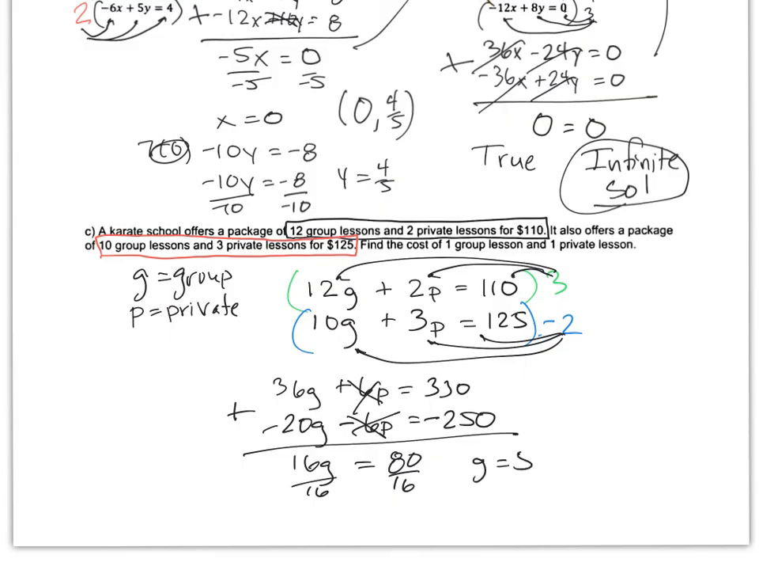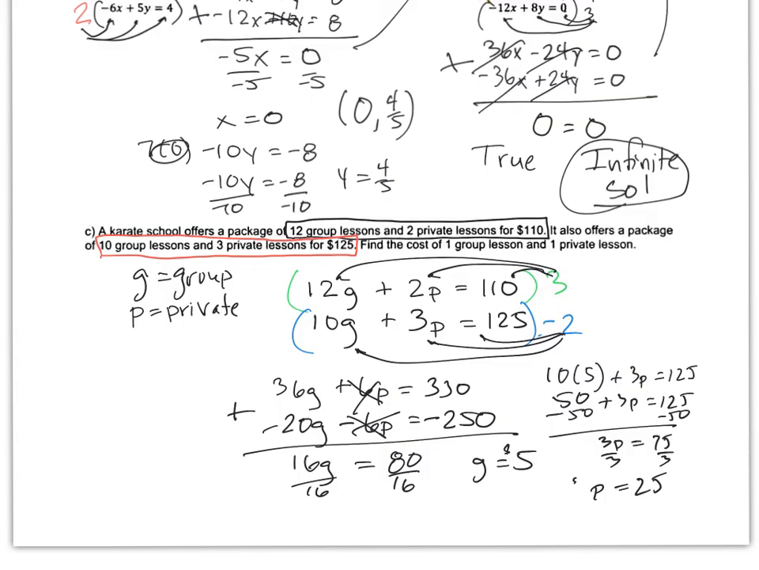So G is 5, or $5. Substituting this back in, I got lots of stuff to use. I'm going to use the bottom equation because I can take 10 times 5 kind of easier. So 10 times 5 plus 3P equals 125. 50 plus 3P is 125. Subtract the 50. 3P is 75, and divide by 3. Looks like P is 25.